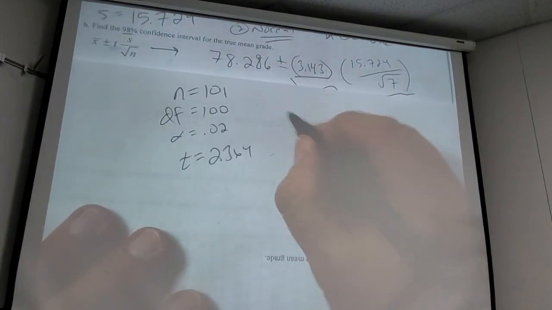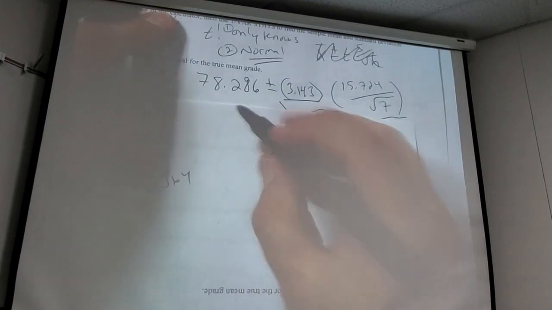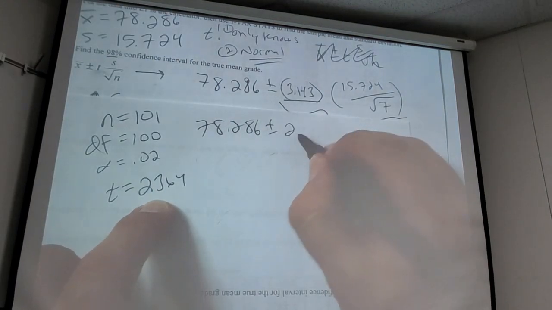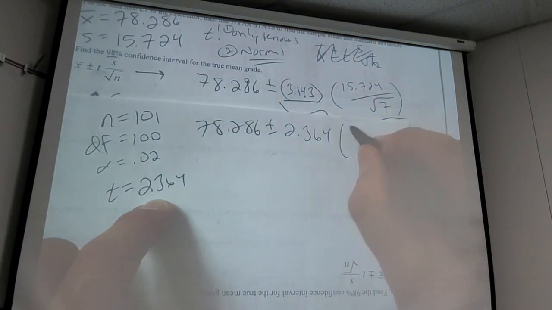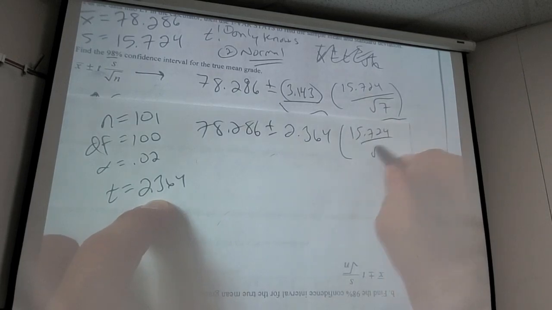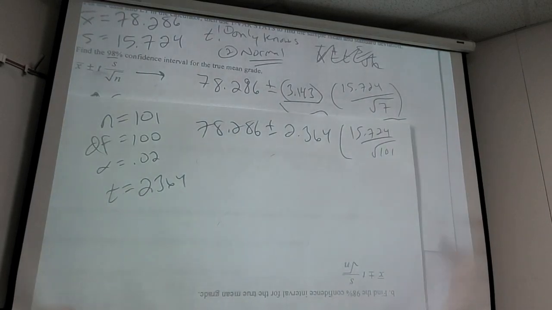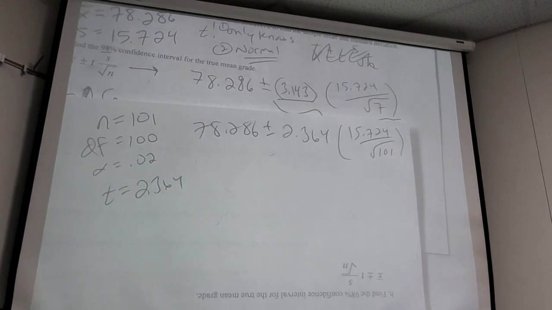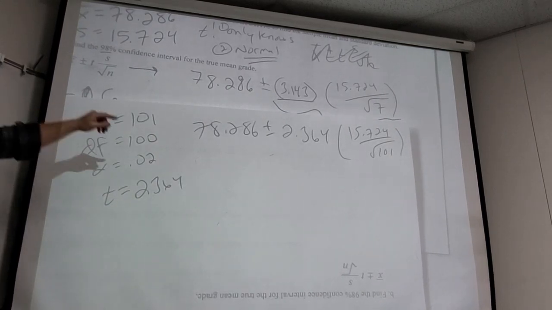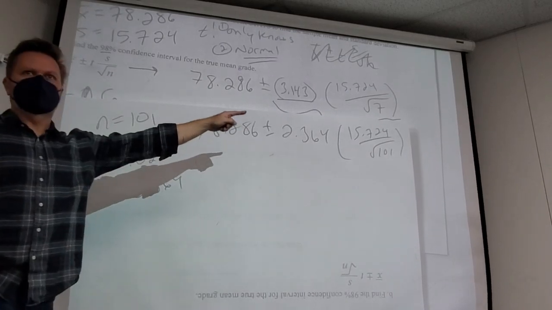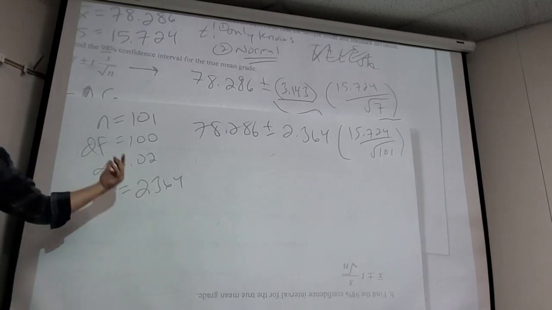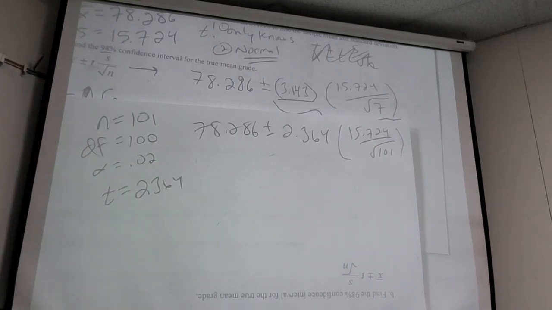So then my formula would have been just about the same as this, but it would have been 78.286 plus or minus 2.364 times 15.724 divided by the square root of 101. One kind of minor mistake people make is they'll put 100 in there instead of 101. The formula needs n in there. So you only use the degrees of freedom once to find the t-score. Does that make sense? It's a really easy mistake to make because your brain is just like numbers.